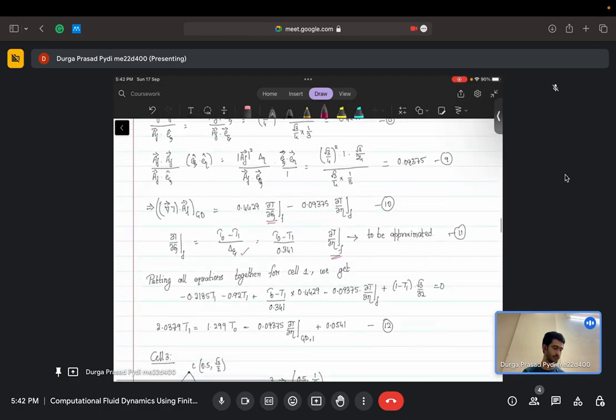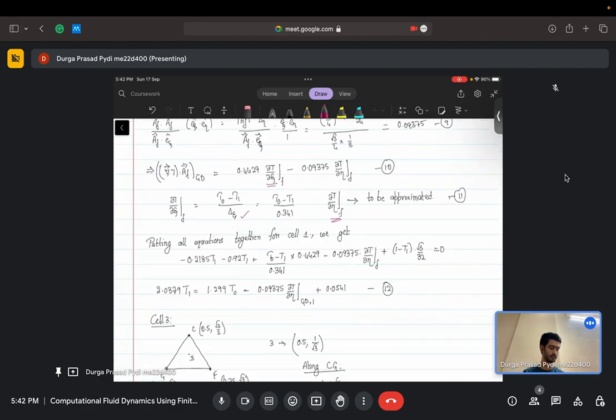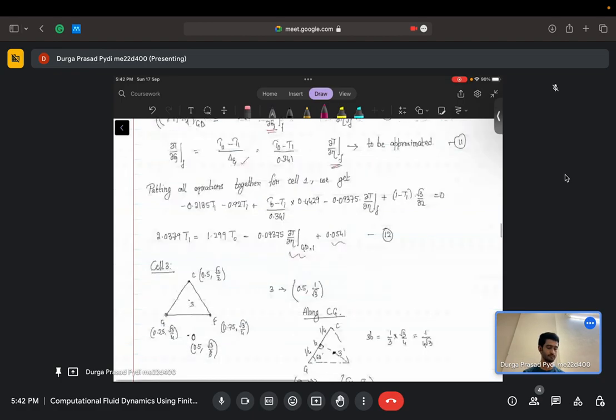So we will just leave it as it is for now, and then we will come up with an approximation for that a little later. So now we have all these equations for cell 1. If we just combine all these equations, we get something like this, equation number 12, where you have the cell centroid value, the current cell T1, in terms of T0, and then you have the secondary gradient term, and then you have a source term.